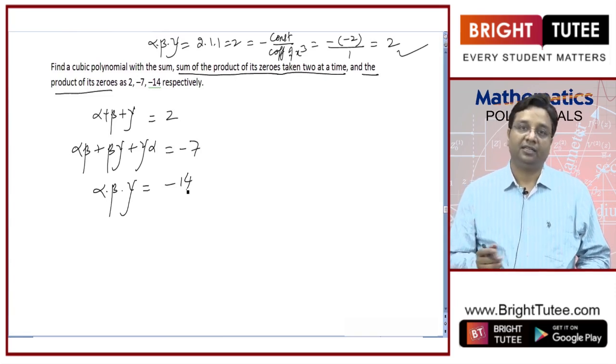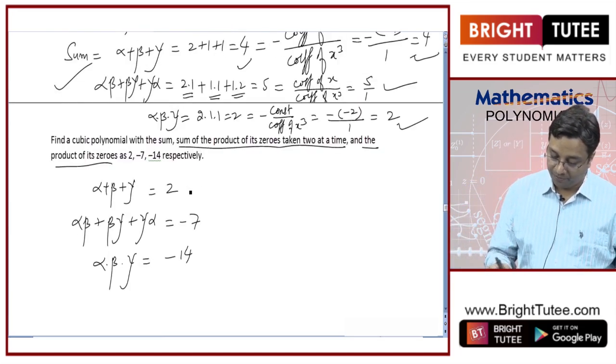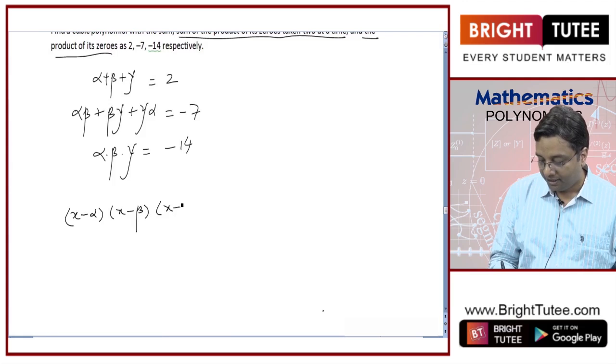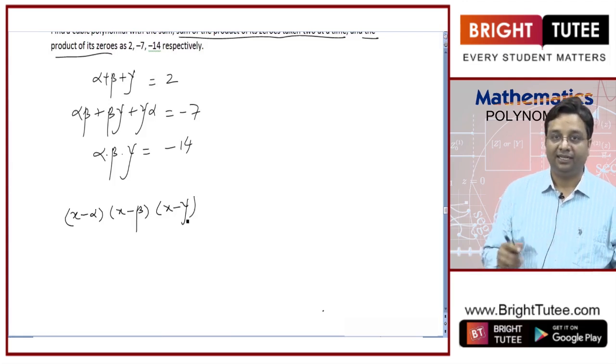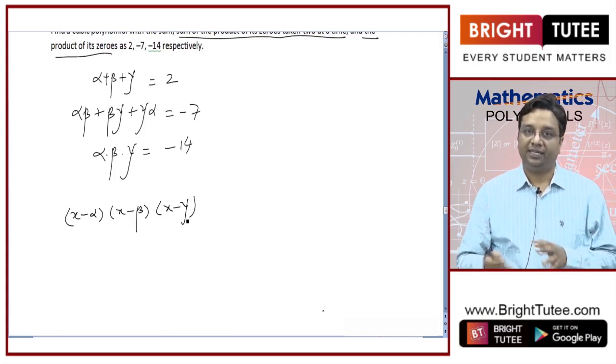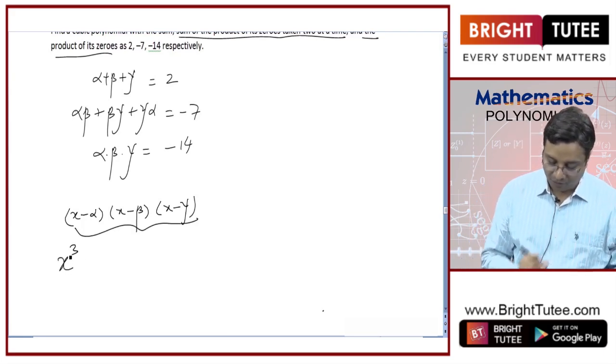We can derive a general expression for this also. What we can do is, if it is a cubic polynomial, we can write it as x minus alpha, x minus beta, x minus gamma, right? I'll tell you a general expression for this so that you can simply put the values and find the required cubic polynomial. Now when you multiply these three brackets, what will be the coefficient of x cube?